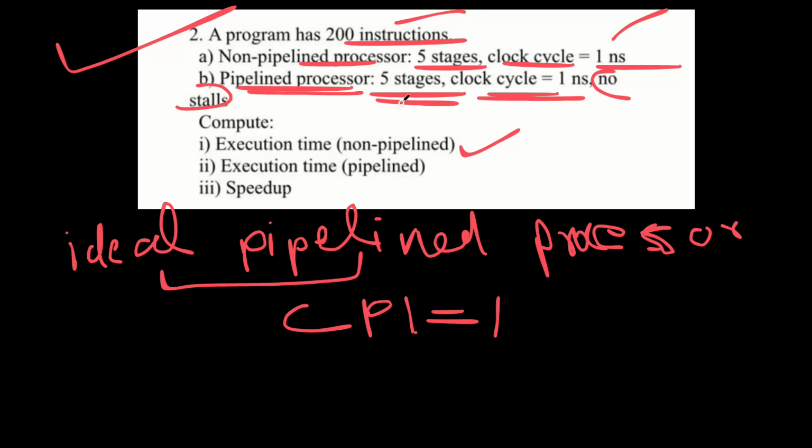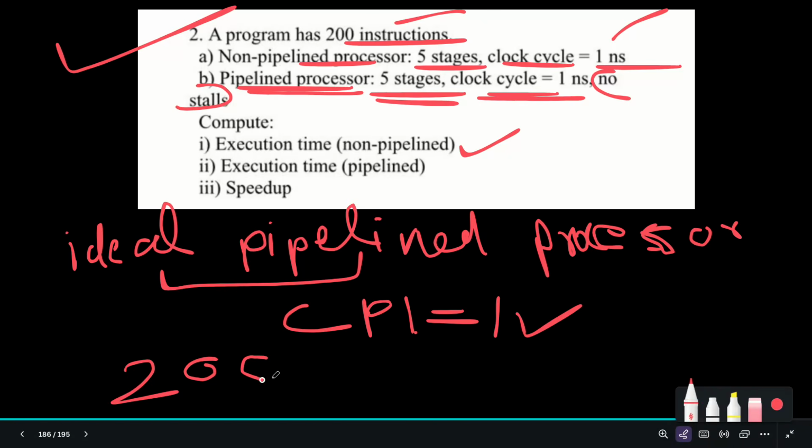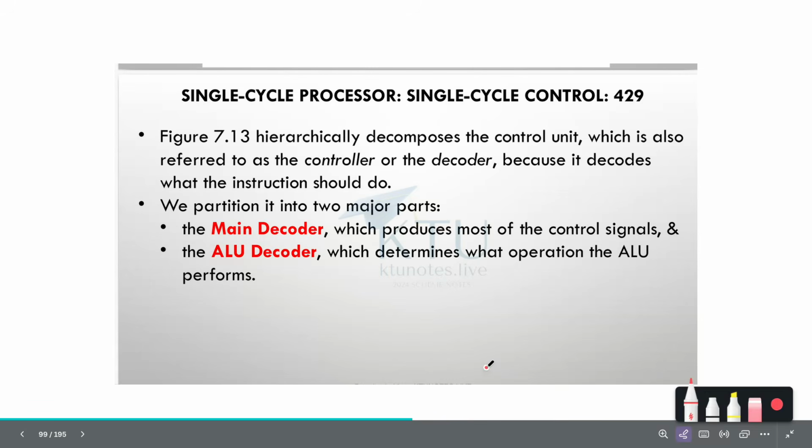We know there are always 5 stages, but in the case of a pipeline processor, we have to understand that the CPI value would be 1 if there are no stalls. Here it's ideal because there are no stalls, and it's not talking about flushes. So the ideal CPI value would be equal to 1. So our calculation would be 200, the total number of instructions, into CPI is 1.